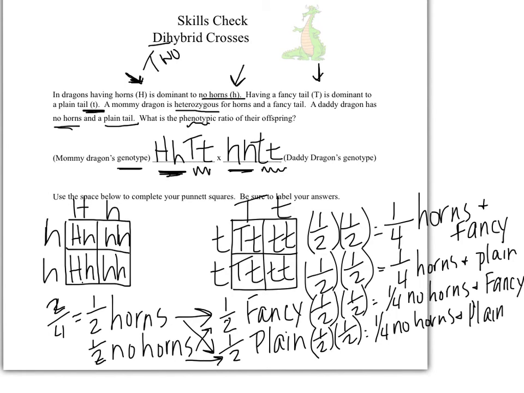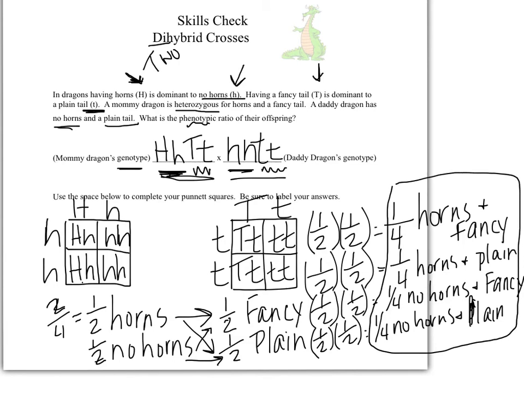Okay, so these are all the different possibilities that could happen if these 2 parents who are married got together and had kids. Okay? And because it's 2 traits, we need to make sure that we're listing 2 different options, like versus their horns and their tails. All right, you get it?